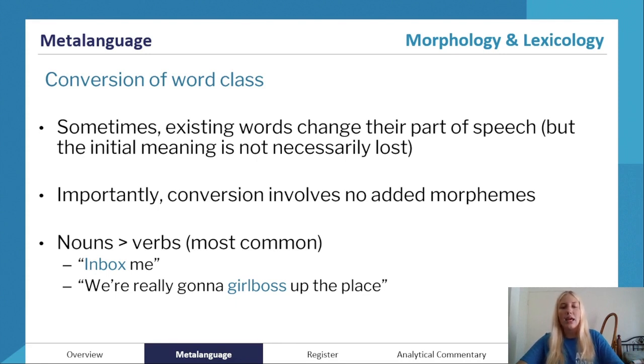That's standard to say. So conversion has occurred. But conversion has to involve no added morphemes. There isn't a prefix or a suffix or an infix that just appears. So inbox me as an example. Inbox just used to be a noun. It can be used as a verb as well, has been for a long time now.